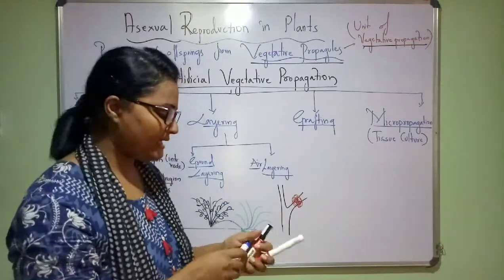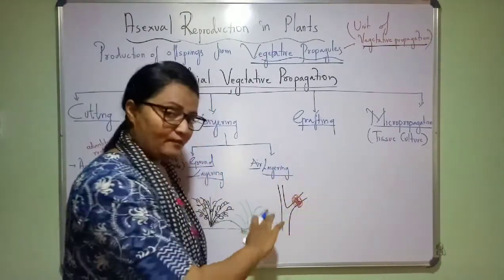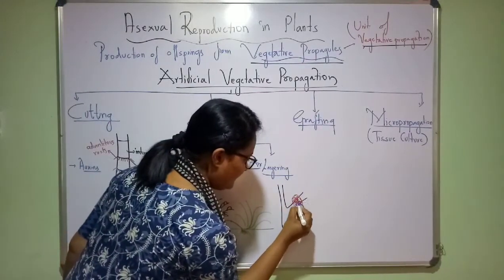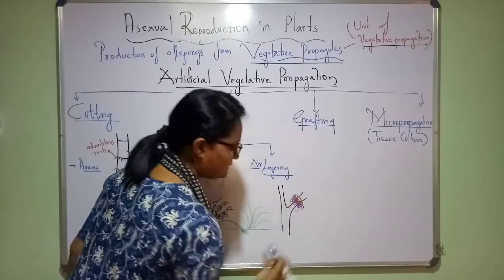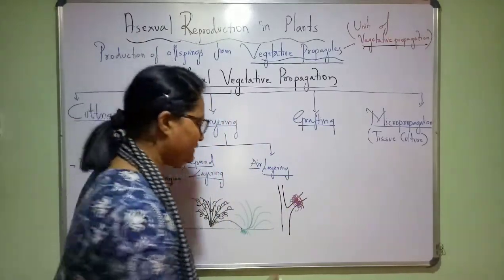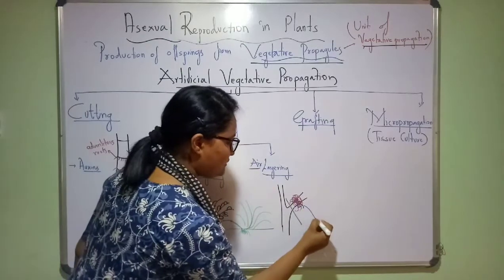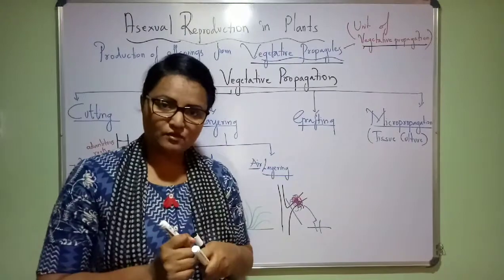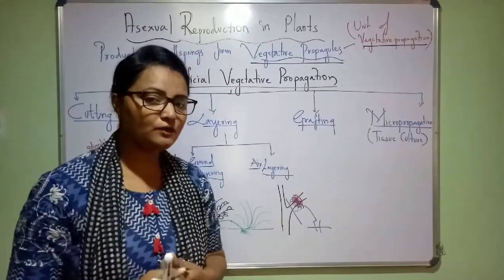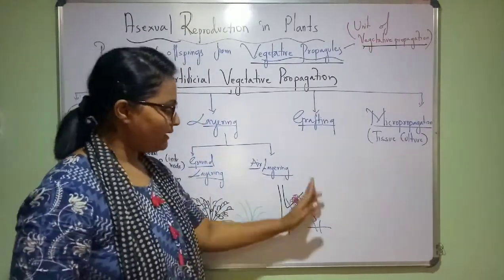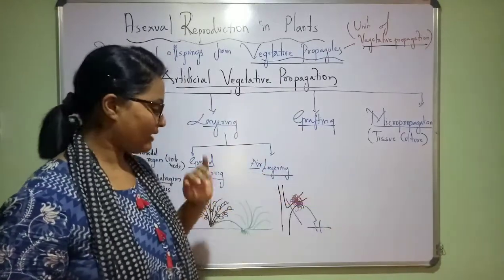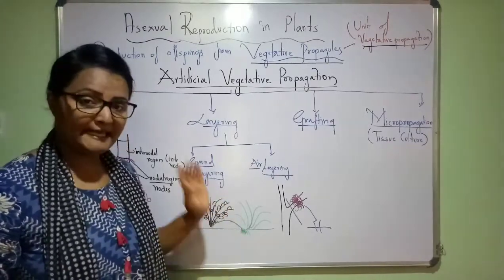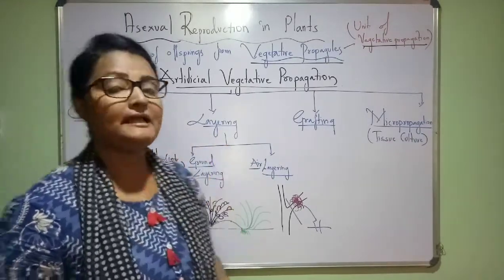After keeping it for some days, roots will form from this vascular layer, like this. Then they cut this portion and sow it in soil, and a new plant forms. So this is layering above the ground, and that was layering below the ground. Hence it is called layering.